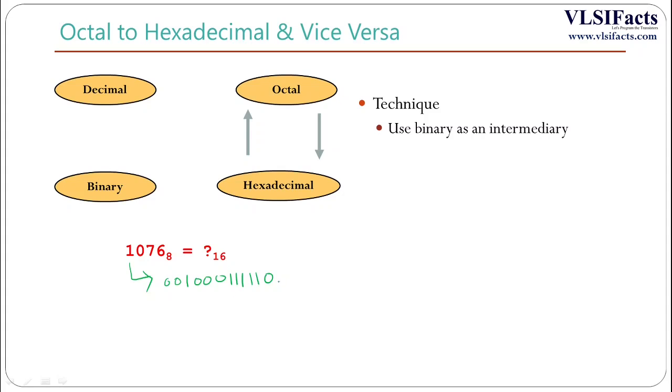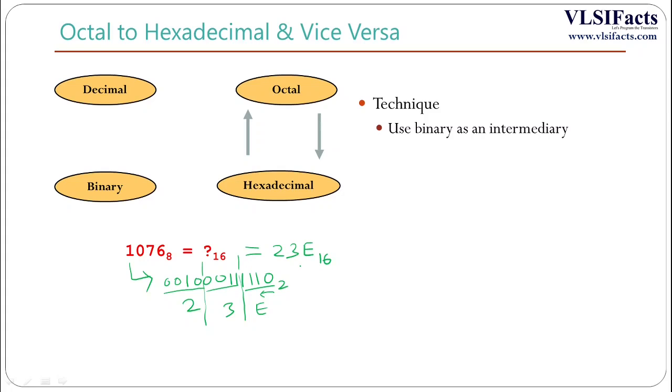Now this is a binary number. To get the final hexadecimal number, we will group 4 bits starting from right, since 16 is 2 to the power 4 as we have discussed earlier. Now the first 4-bit group is 2, the second one is 3, and the third 4-bit group is E. So the equivalent hexadecimal number of 1076 in base 8 will be equal to 23E in base 16.